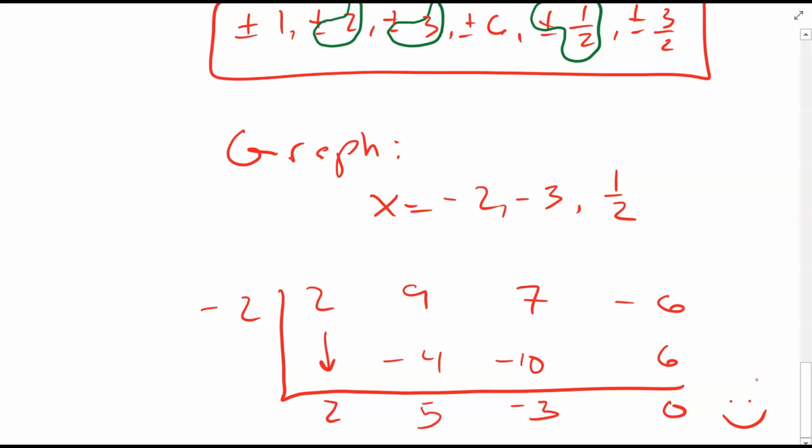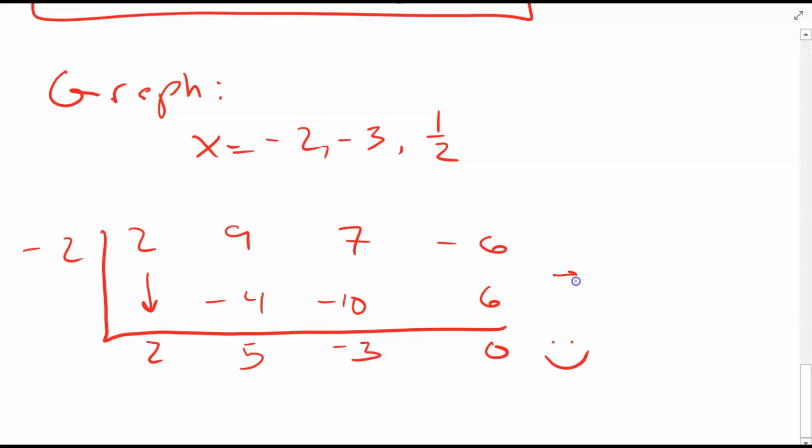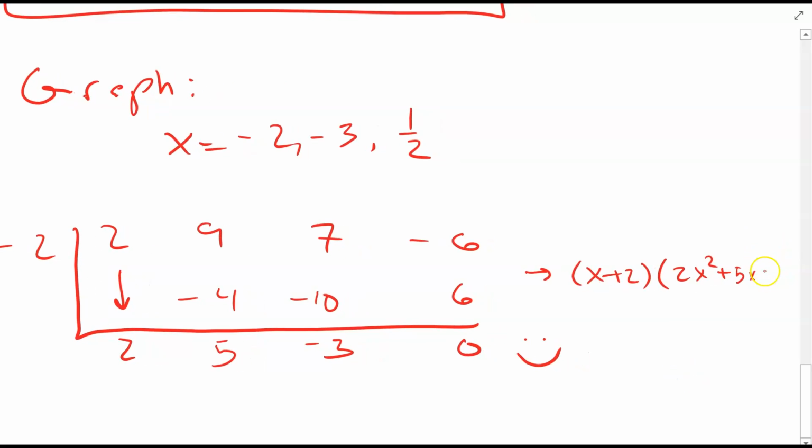And that works. So from this, what I can say is that this factors to x plus 2 times x squared, 2x squared plus 5x minus 3. Everybody okay there?